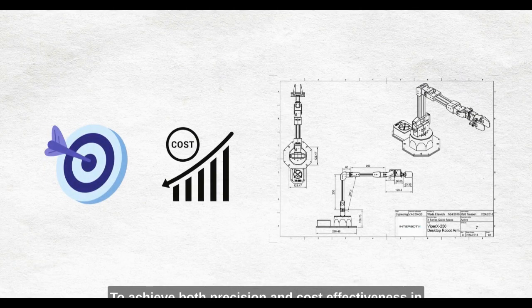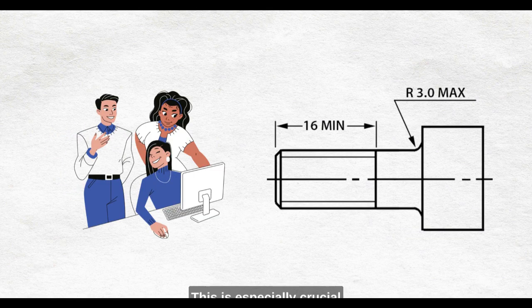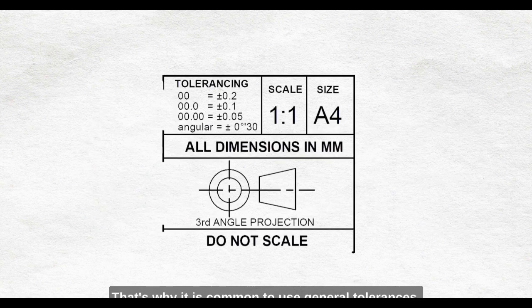To achieve both precision and cost effectiveness in production, it is important to have drawings that specify all the necessary tolerances for the workpiece. This is especially crucial in a competitive environment. However, including individual tolerances for every aspect of the workpiece can make the drawing overloaded and difficult to read. That's why it is common to use general tolerances.